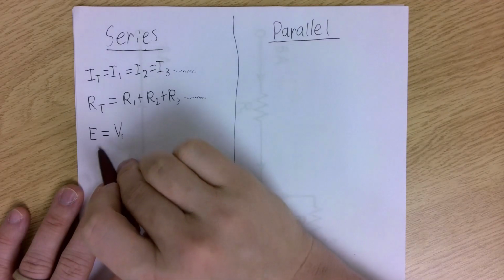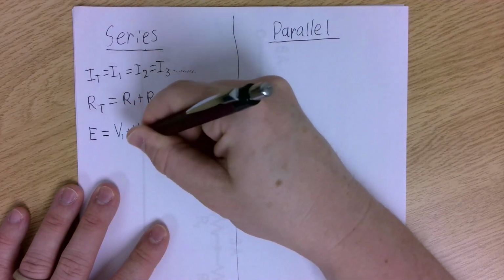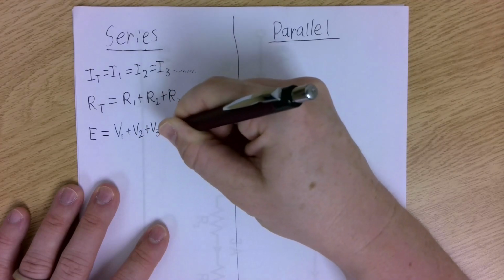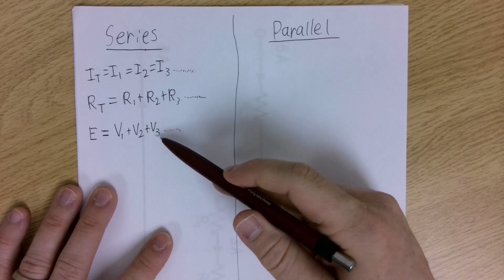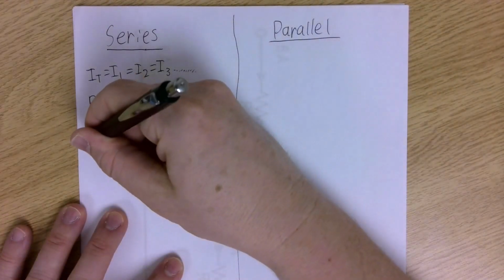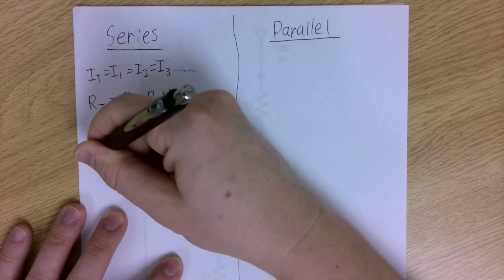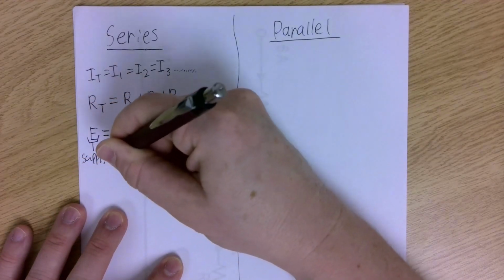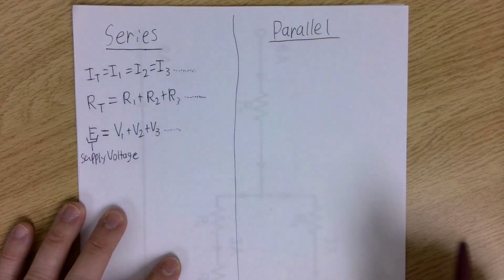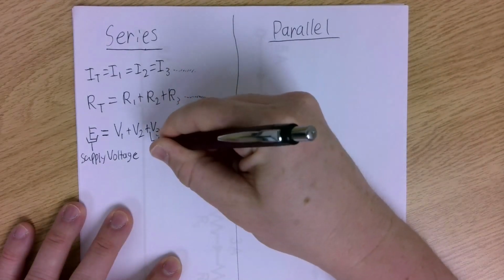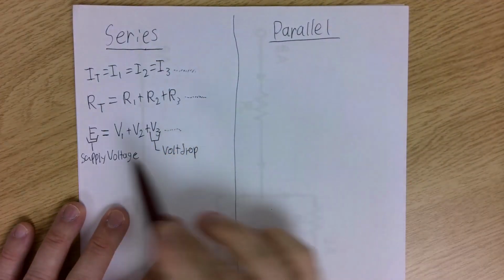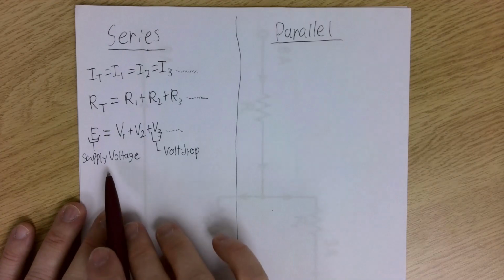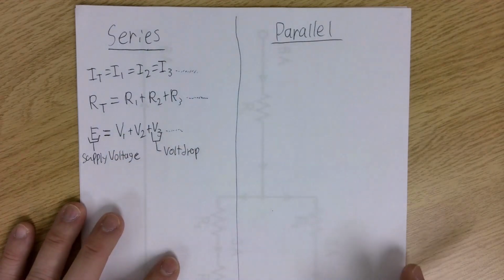So E is equal to V1 plus V2 plus V3, etc. That's one of the ways we can represent Kirchhoff's voltage law. Remember that E is supply voltage. That is what we apply to the circuit. Sometimes it's called the applied voltage. And for example, V3 would be a voltage drop or a volt drop. And so the supply voltage to the circuit will equal all of the voltage drops.